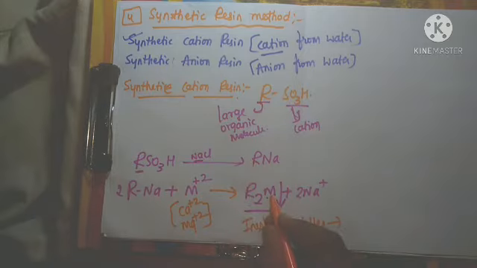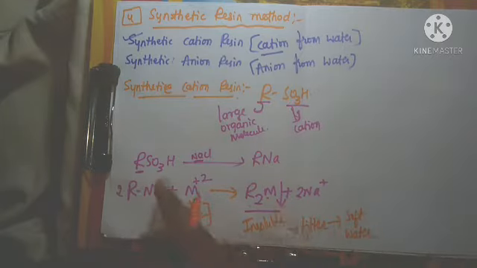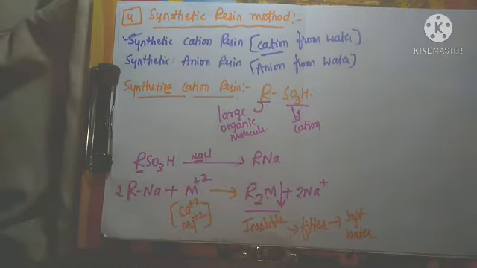R2M removed means M is removed. M is removed means Ca+2 and Mg+2 are removed from the water. Therefore, you will get the soft water. This method is called what? Synthetic resin method. Right.